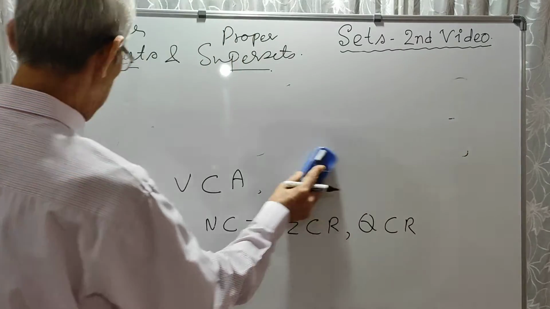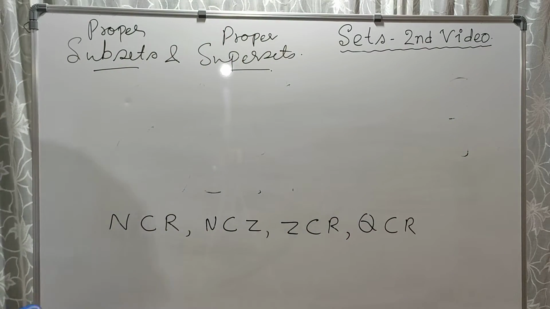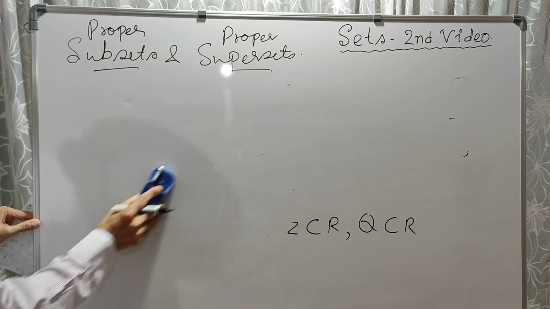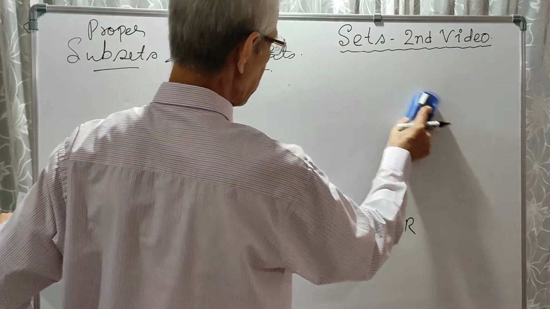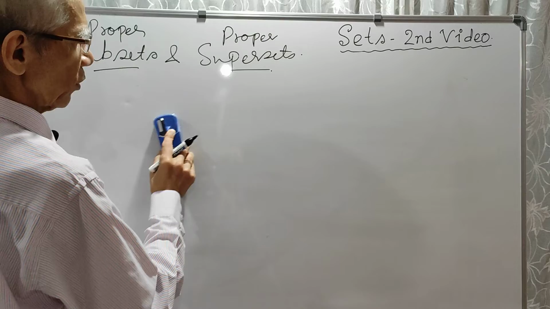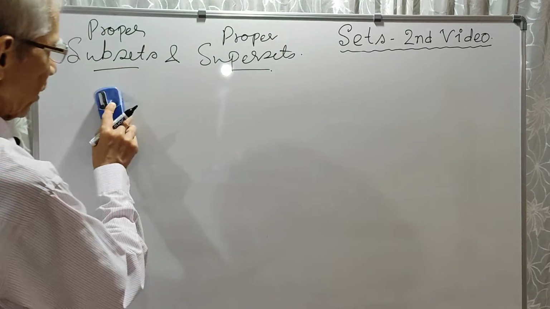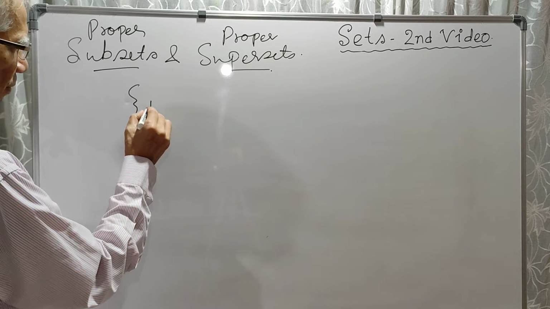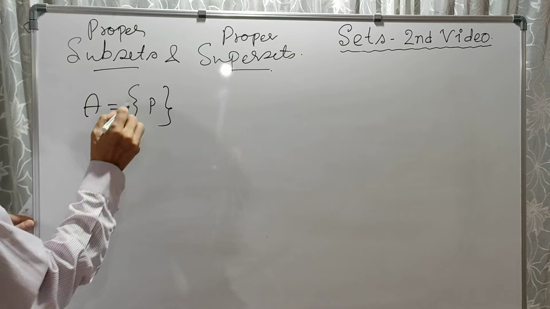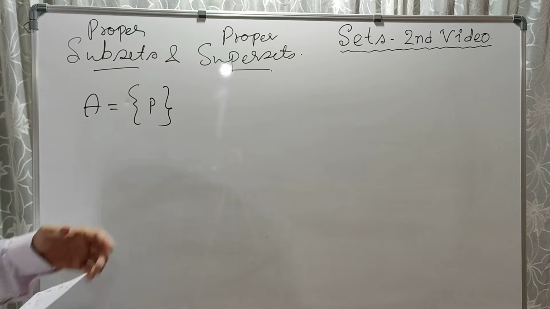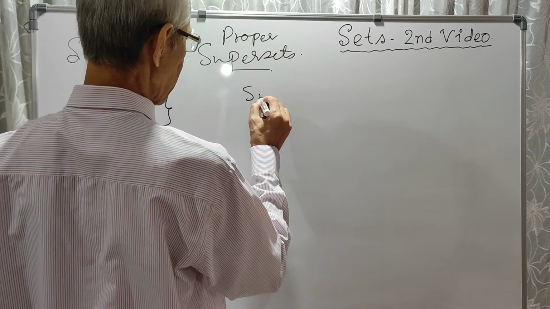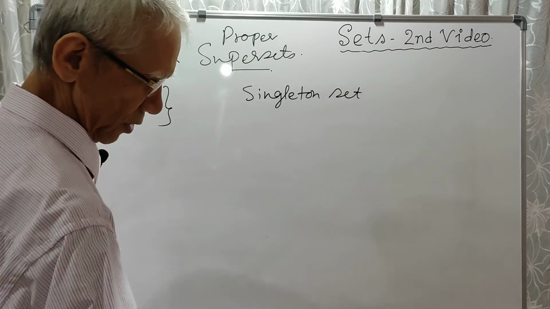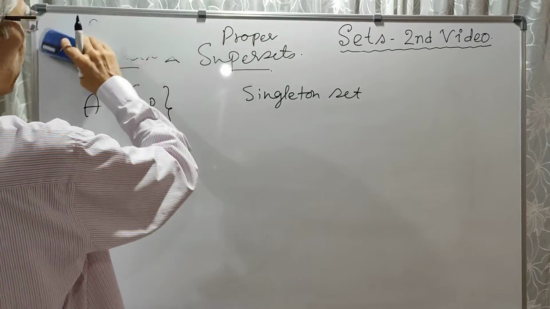All right. Then next, coming to singleton set. Now single means one. Therefore, what is a singleton set? It is very clear from the name. Single means one, so a set of only one element. Suppose A is a set of one letter P. This is a singleton set. You can say singleton set or simply singleton.